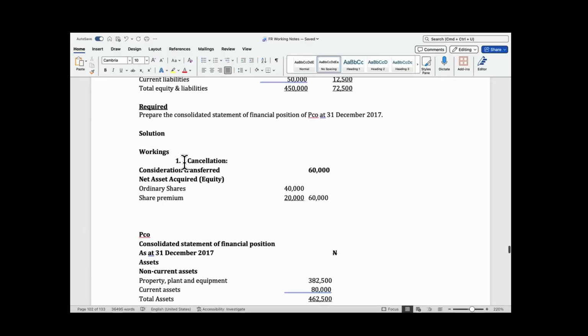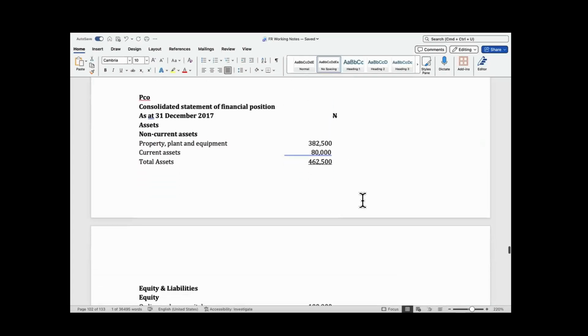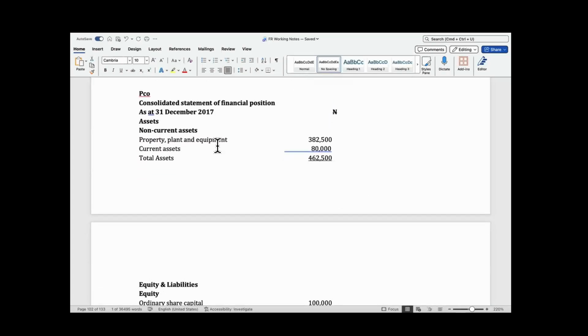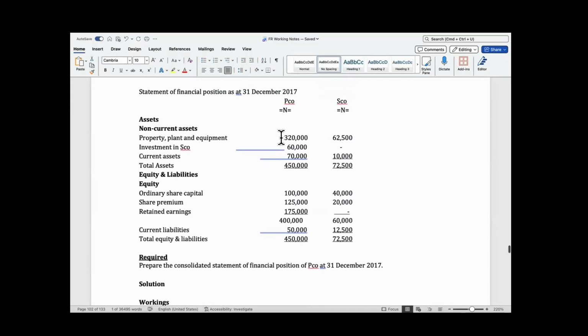And I've done the workings for you. I say cancellation. I compare the consideration transferred in the books of the parent against the net asset acquired, which is equity, in the books of the subsidiary. Like Olamileko said, shares and share premium, which is also 60, they cancel out. Every other item, I just added together. PPE, this 382,500 is the addition of these two. This one has been cancelled out.